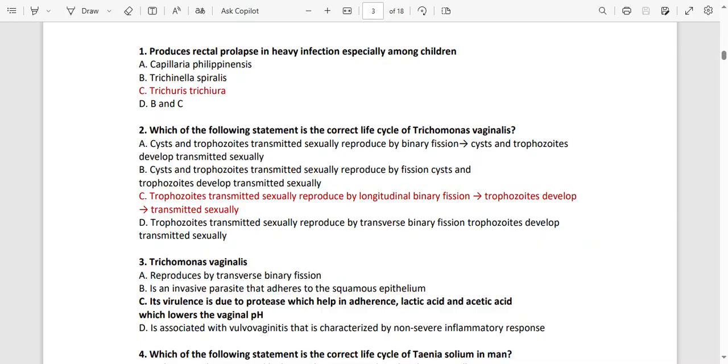So, question number one, produces rectal prolapse in heavy infection. Such questions. How does a question just start like that? And is my voice clear enough? Like properly clear?